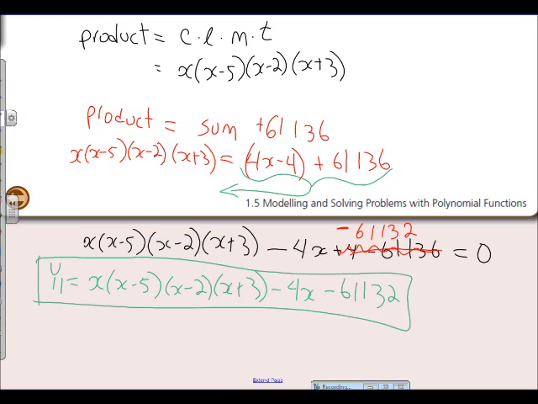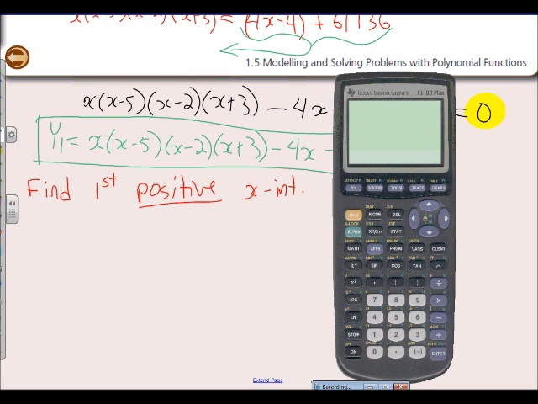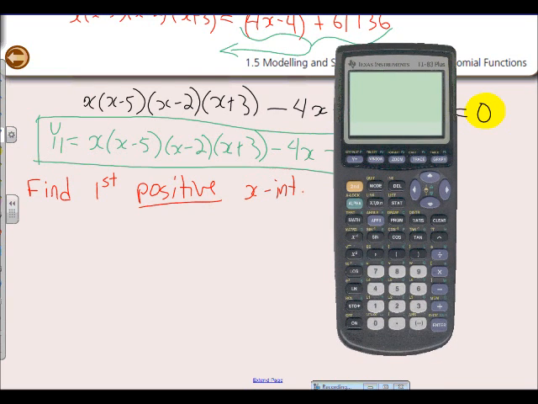And I'm going to look for now, because x is an age, it's going to have to be positive, and I want to know where this graph is equal to 0. So find the first positive x-intercept. So graph it, find your first positive x-intercept. All right, well, I'll walk you through this one.